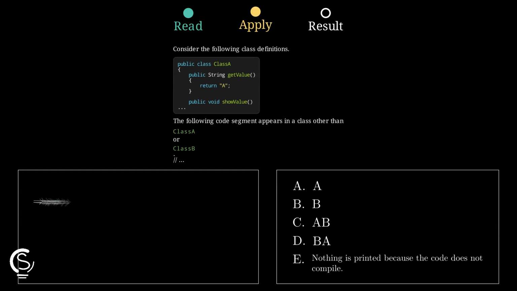Next, we call showValue. Since class B does not have its own showValue method, it uses the inherited version from class A. This method calls getValue to find the string.